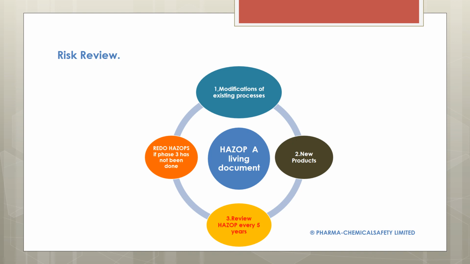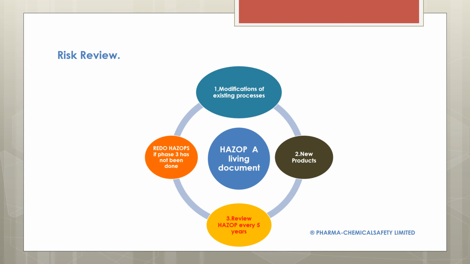Also, ICH-Q9 doesn't require reviewing the process hazard analysis, or risk assessment as they call it, every 5 years. But process safety management according to OSHA in the United States needs to be reviewed every 5 years. So it's something that I wanted to suggest to the experts or specialists in the QA department.